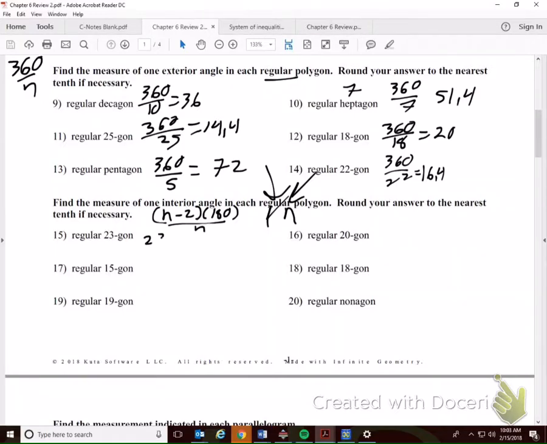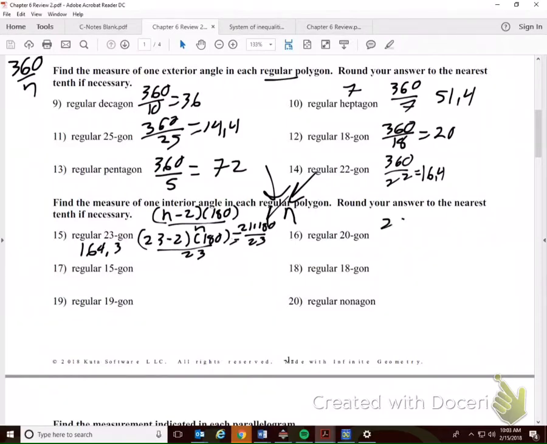So for 23-gon, it's 23 minus 2 times 180. Now, I am a huge fan of writing out the entire equation first. A lot of you are going to want to do 23 minus 2 in your head. That's 21. But then you go 21 times 180, and then you end up dividing by 23.